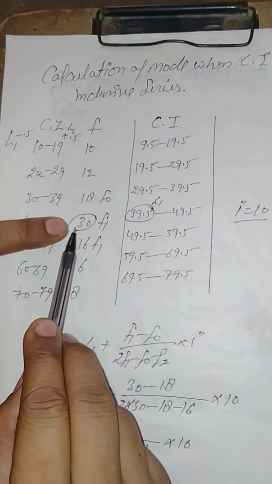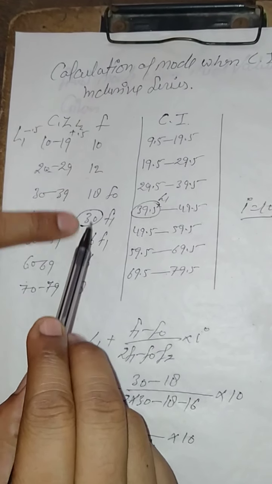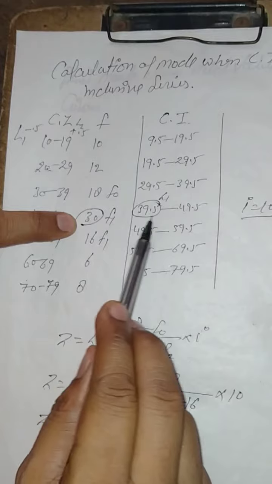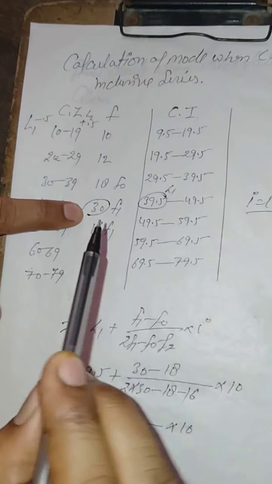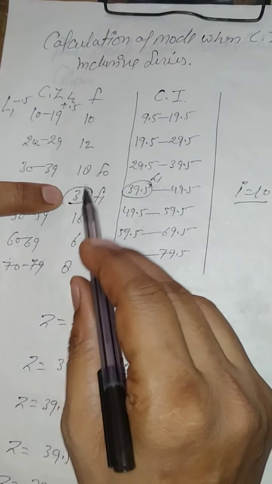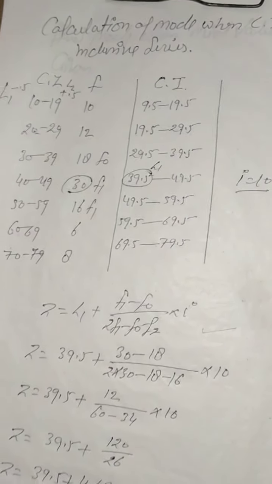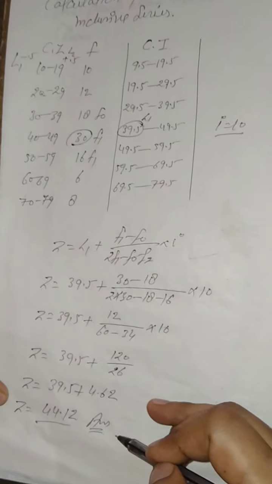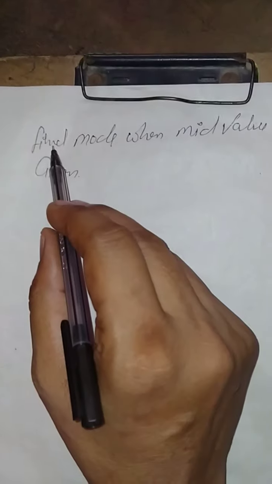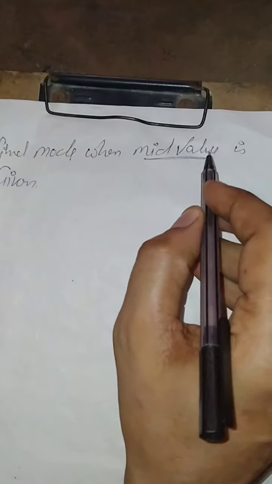So dear students, that's your F1, the above portion shows F0 and the below portion shows F2, and that's your class interval, lower limit L1, and the interval is 10. Put all the values in this formula and then calculate, and the answer will come. Clear beta? The next style: when the question gives mid values, how can we find the mode?